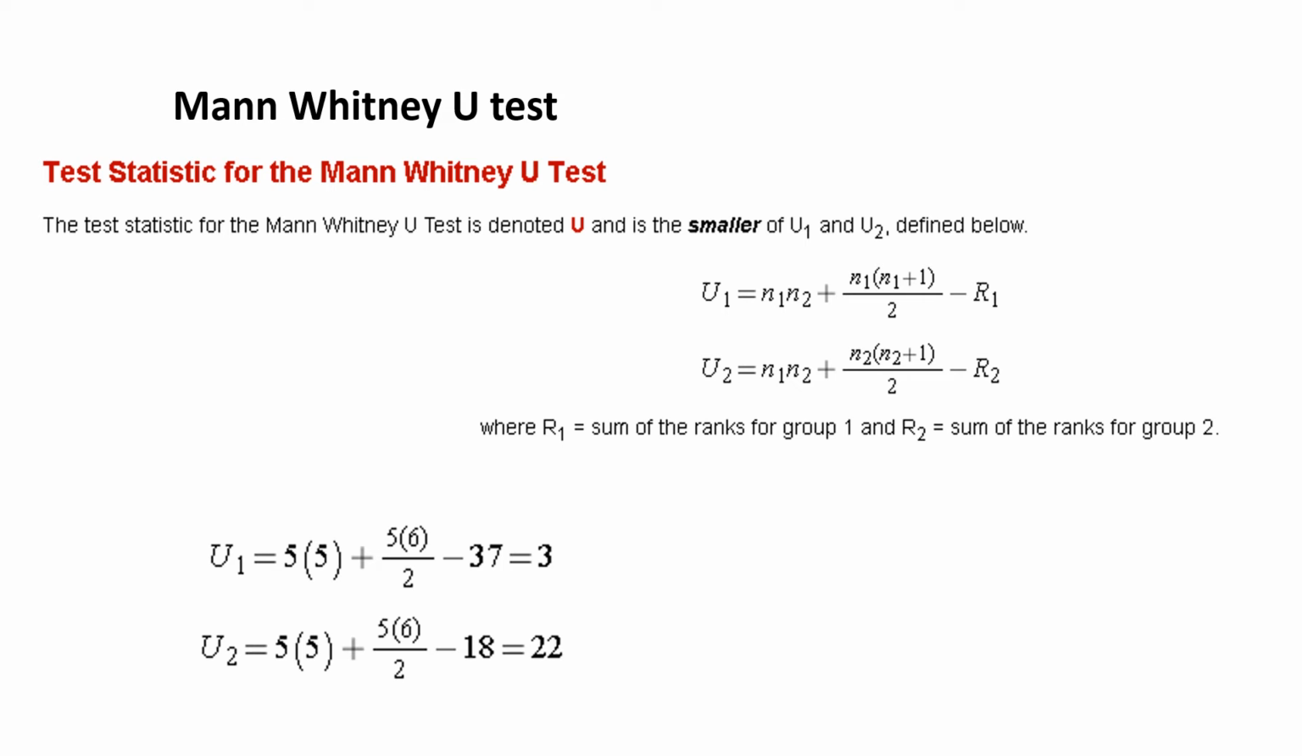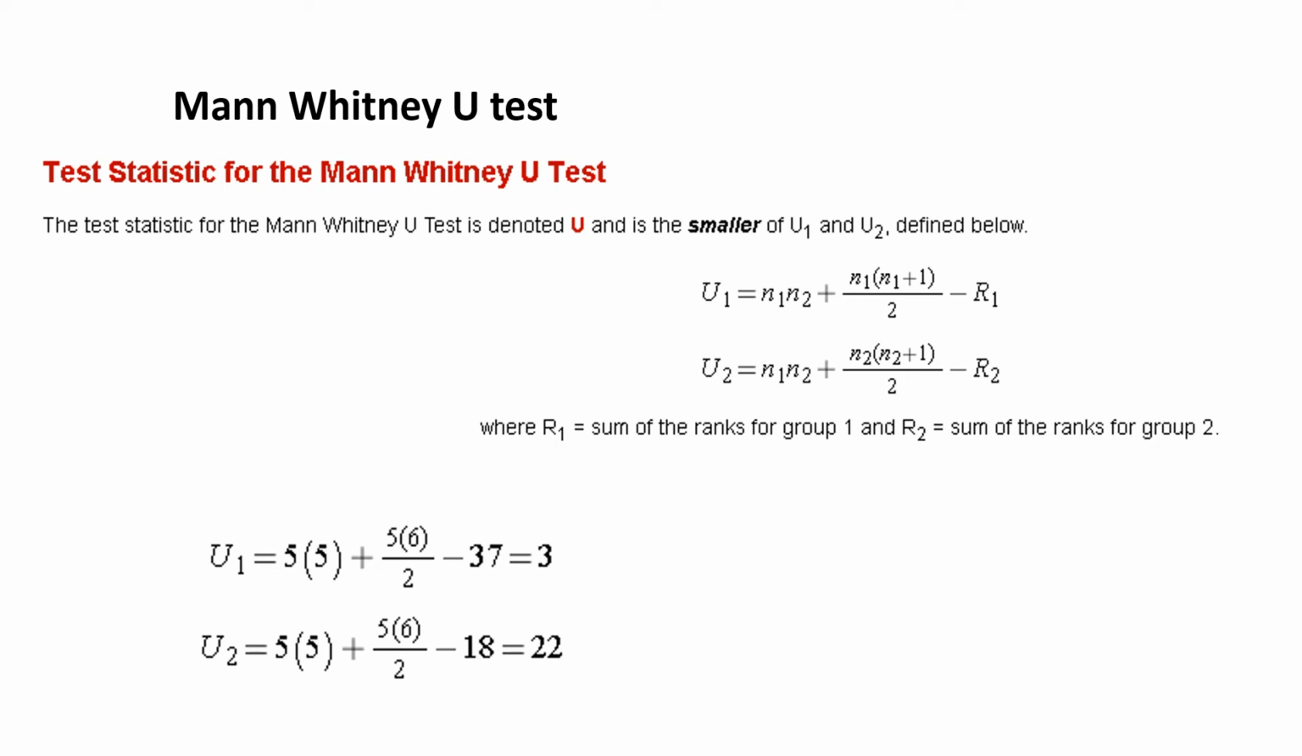R1 is the sum of the ranks for group 1. Then U2 is equal to N1 multiplied by N2 plus N2 multiplied by N2 plus 1 divided by 2 minus R2. R2 is the sum of ranks for group 2.